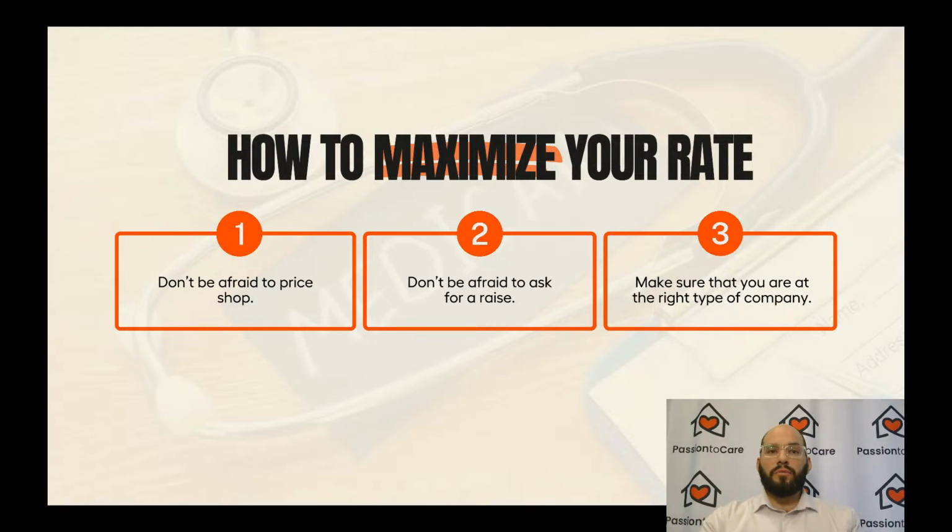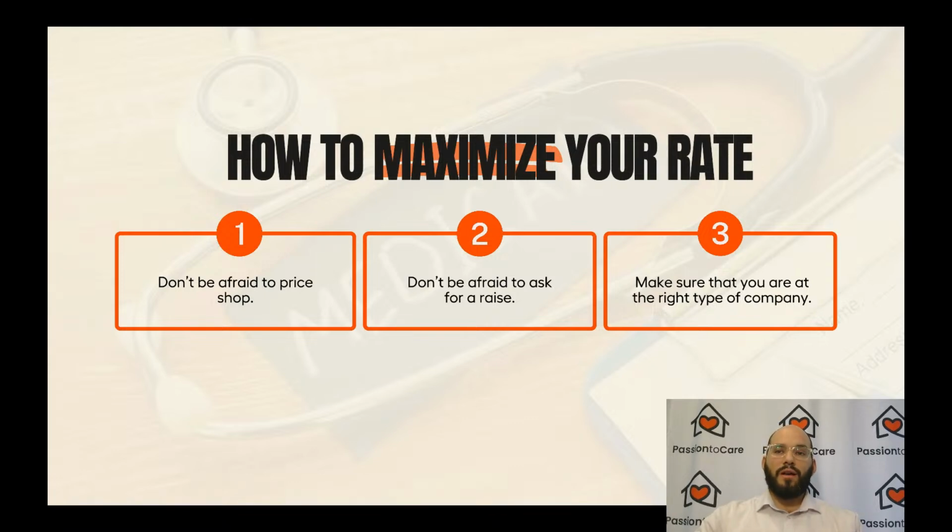And number 3, making sure that you're at the right type of company. There's a wide variety of different companies in this space, and which company you end up partnering with or working for makes a big difference. So the first thing is that there are some companies which are smaller and some that are bigger, and there are advantages and disadvantages to each type.